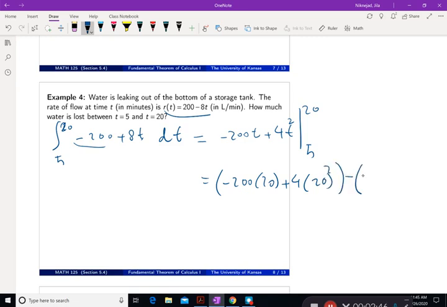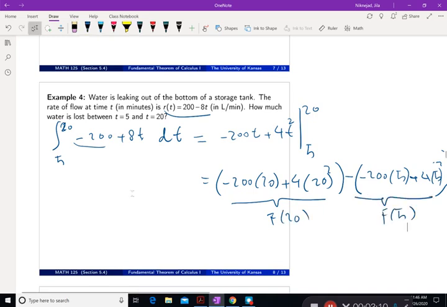minus, plug in 5, with big parentheses between the minuses, otherwise you forget to distribute your negative sign: negative 200 times 5 plus 4 times 5 to power 2. See, big parentheses here because when I plug in 20, this is F of 20, this is F of 5. I have to make sure there are big parentheses separating them, so you distribute this negative sign in there, or compute each parenthesis separately, then subtract.